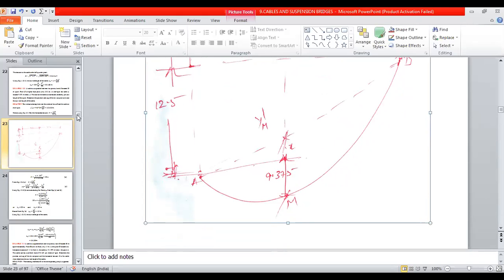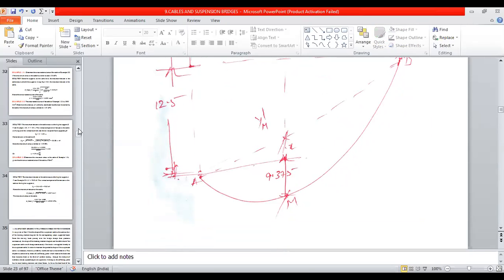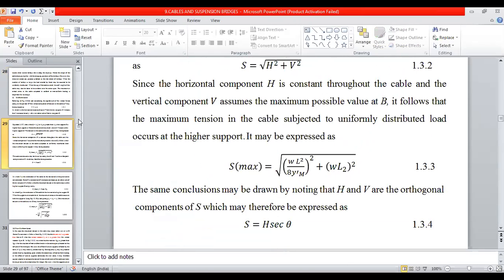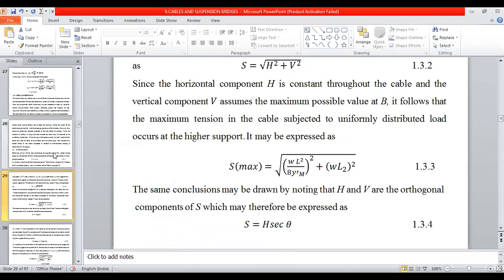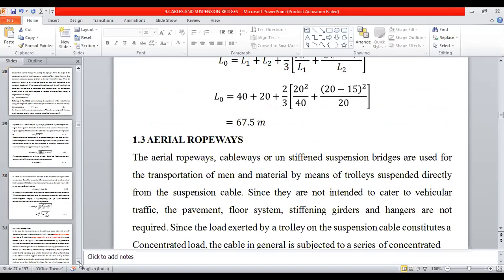Let us find, if the cable is subjected to a uniformly distributed load. Uniformly distributed load.